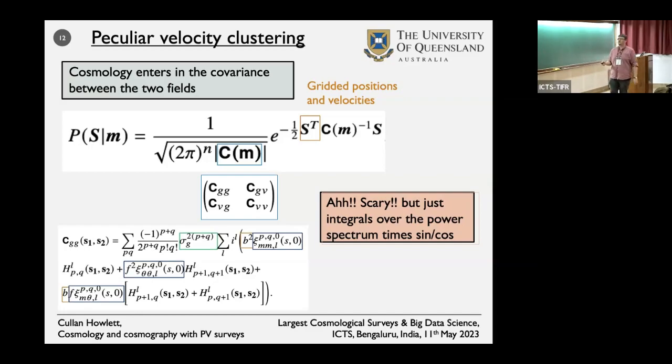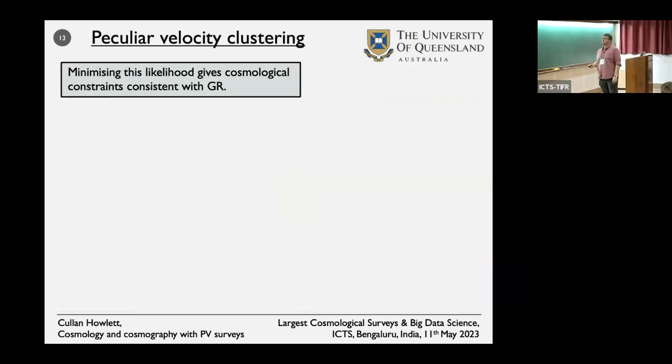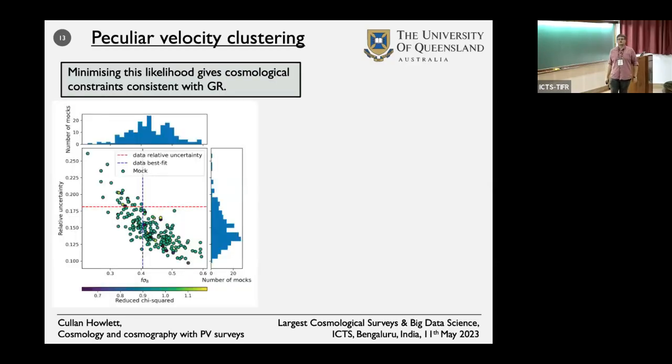So it takes a long time to compute this, but we came up with some clever ways to do this quickly. And then you can also add in things like shot noise in the density field. You can add in pure velocity errors, so measurement errors. You can add in the fact that you've gridded your data. And the punchline is that if you do this and you minimize the likelihood on our new data, you find constraints that are consistent with general relativity.